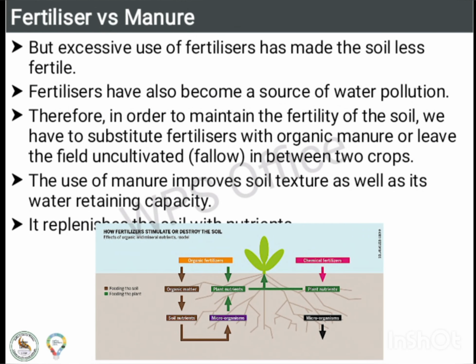Fertilizers versus manure. Excessive use of fertilizers has made the soil less fertile. Fertilizers have also become a source of water pollution. Therefore, in order to maintain the fertility of the soil, we have to substitute fertilizers with organic manure or leave the field uncultivated in between two crops. The use of manure improves soil texture as well as its water retaining capacity.